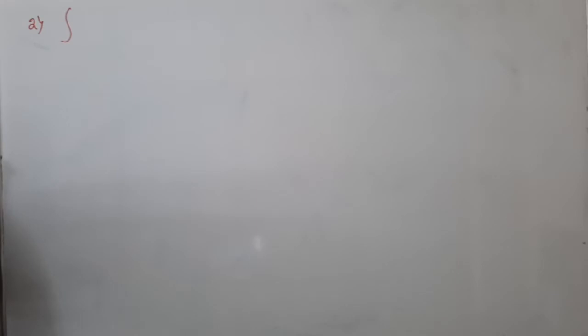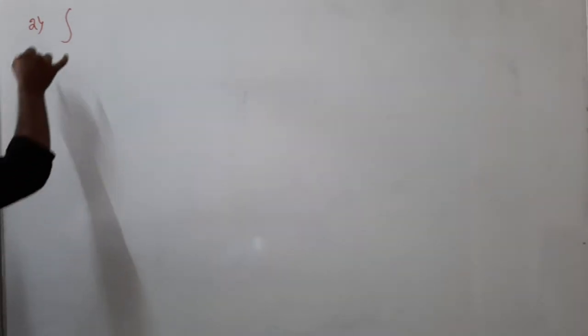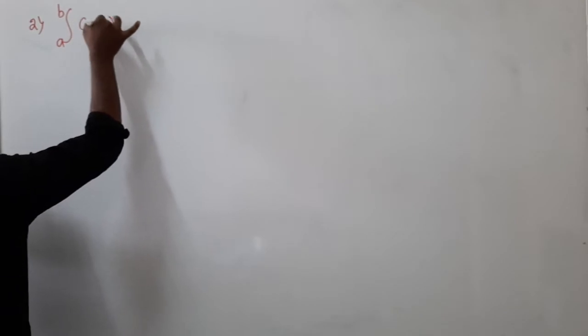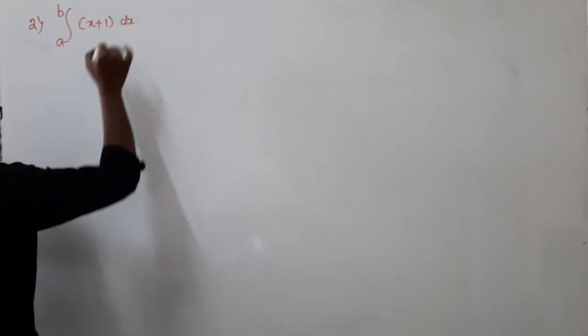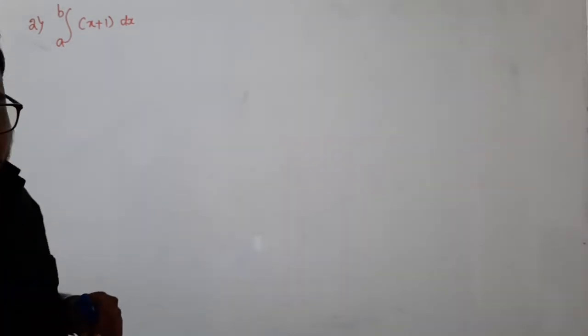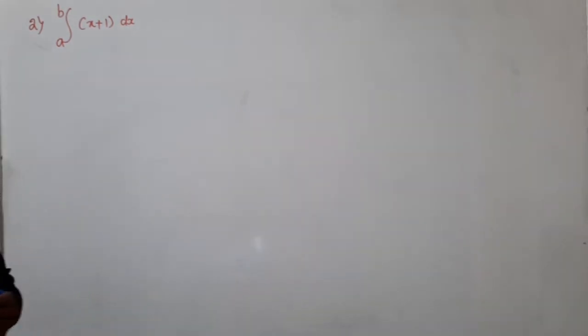In the last video we discussed exercise 7.8, in which we completed only one question, the second question. Today we are moving on to question number 2. What is question number 2? Integration from a to b of x plus 1 dx. We have to integrate it by using the definite integral as a limit of a sum.